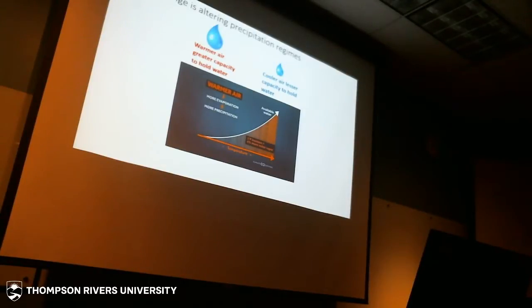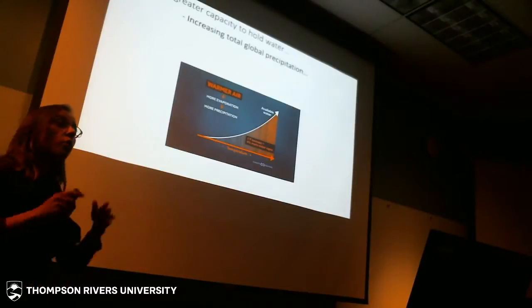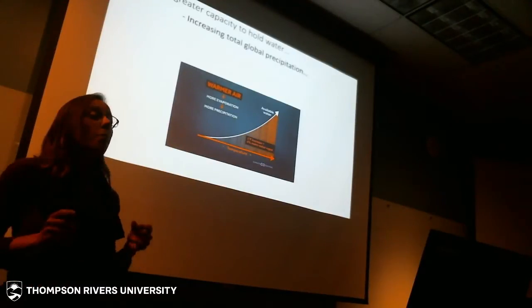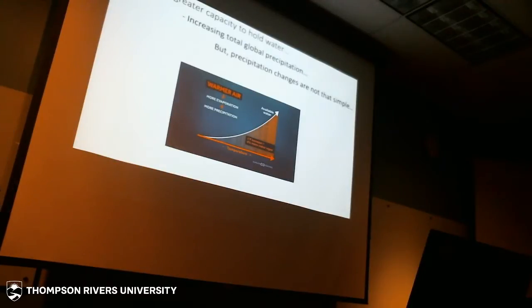So if you imagine that the air can hold on to more moisture, then that would mean that it's going to fall down, and we're going to see more precipitation as a globe. But that's not necessarily what we see in everyday life. So this is why we're seeing increases in total global precipitation, but it doesn't explain some of the other changes that we're seeing because they're not quite that simple.